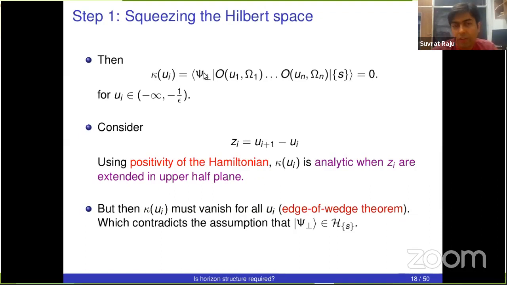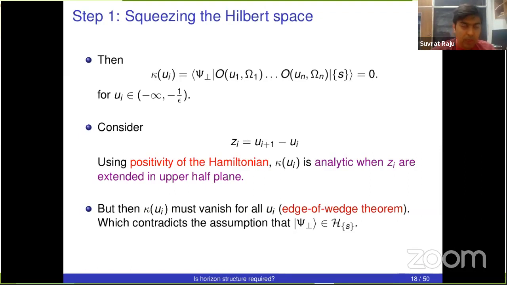Consider this correlation function, which is the inner product of this state with the action of these O's when these U coordinates are in the regime minus infinity to minus one over epsilon. And consider this inner product. By assumption, since this state psi is orthogonal to all states you could get by acting with these O's in this little region, this correlation function is always zero.